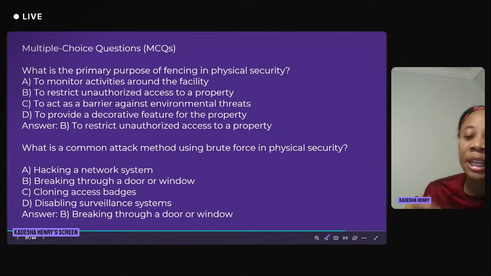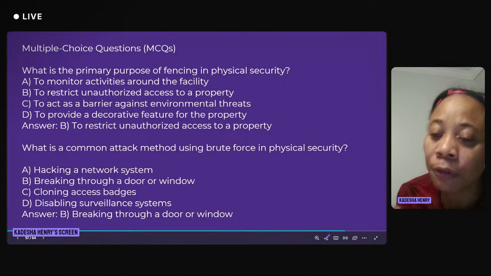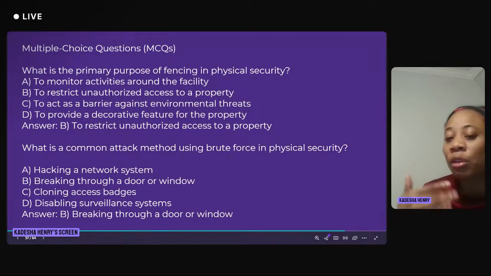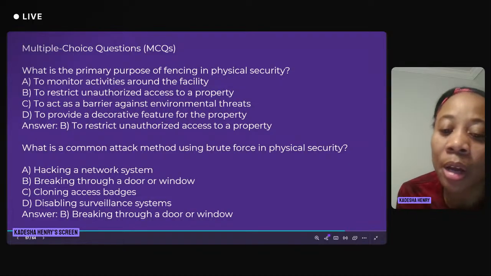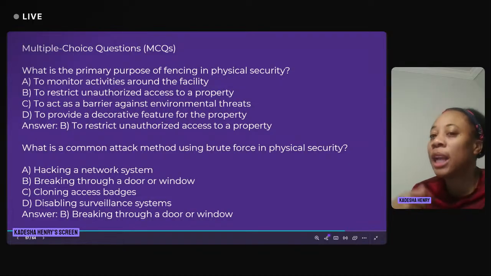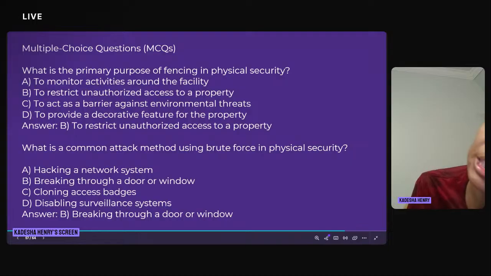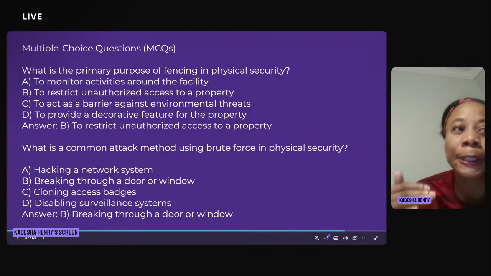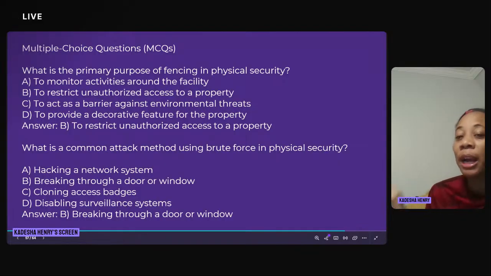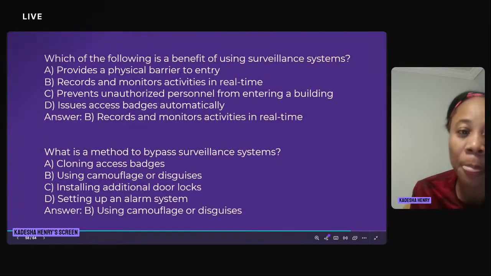Since brute force using physical means, we will use B, because it is breaking through a door or a window. And we said that when we use brute force, these are usually loud means, because you have to break something or force something down, okay?